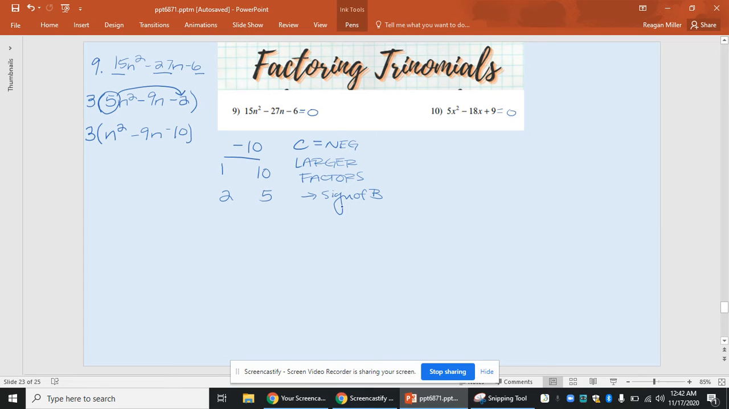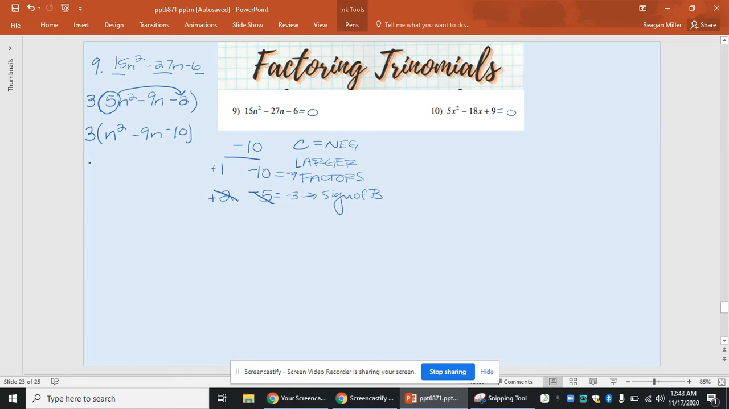So my larger factors will take the sign of B, which is negative. So negative and a negative and a positive and a positive. So I need to figure out which ones multiply to give me negative 10 and add to give me a negative 9. Positive 2 and negative 5, what does that give you? Negative 3. So those are not correct, but a positive 1 and a negative 10 gives you a negative 9.